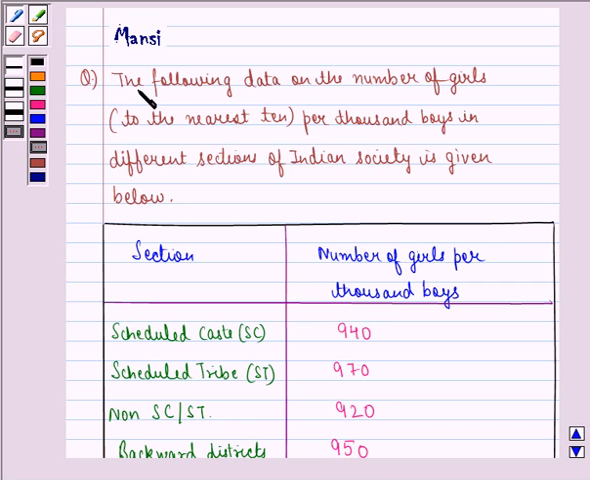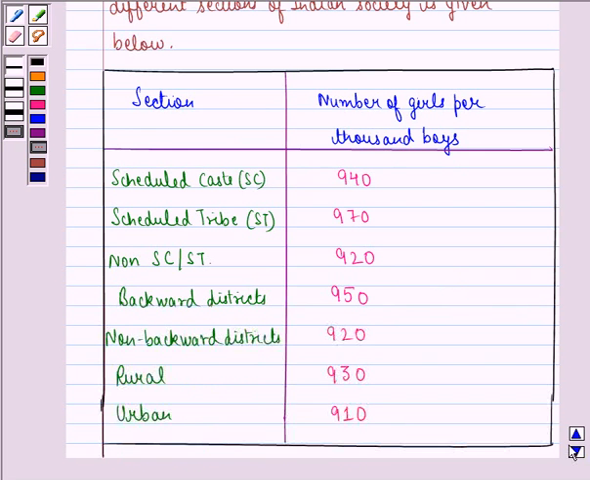The question says, the following data on the number of girls to the nearest 10 per 1000 boys in different sections of Indian society is given below. The first column is for section and the second column is for number of girls per 1000 boys. Scheduled caste 940, scheduled tribes 970, non-SC/ST 920, backward districts 950, non-backward districts 920, rural 930, urban 910.